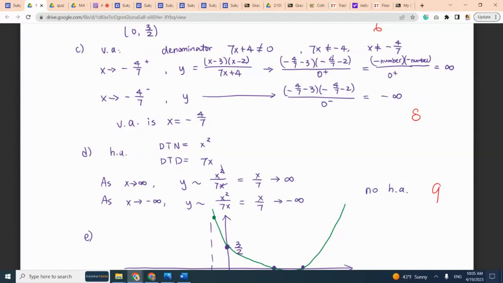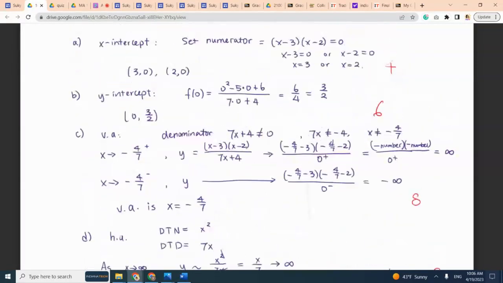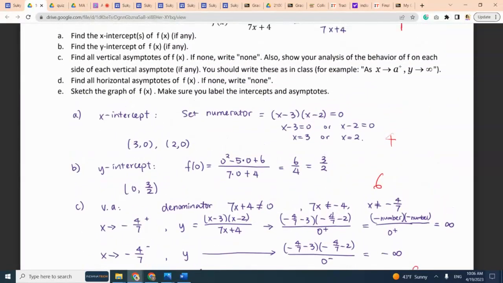So many of you forget to check. When x goes to negative 4 over 7 from the right, what happened? When you plug in x going to negative 4 over 7, that corresponds to this factor, 7x plus 4. We'll go to 0 plus, okay? So, you plug in the factor form. Don't plug in the original form. Is that clear, everybody? Plug in the factor form. Everybody say, factor form. Factor form. So, that's why you plug in here, yeah?